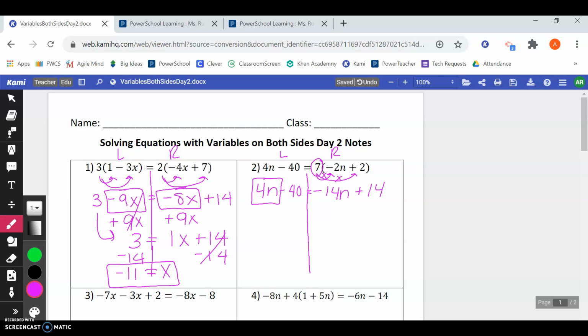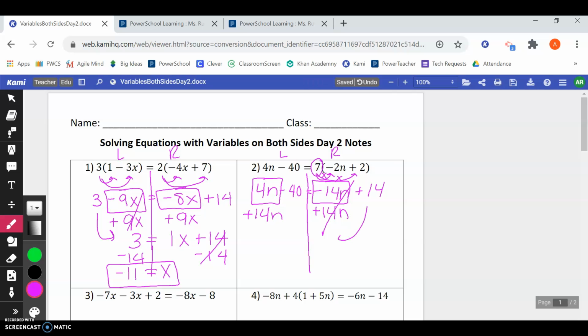Now I look and I have an n on the left and an n on the right. So I want to get them all on one side so that I can solve it like normal. So when I do that, I'm going to usually move the smaller ones. So negative 14 is smaller than 4. So since it's negative, I'm going to add 14 n's to both sides. And this will make this 0, right? Because these are different signs, so subtract 14 minus 14 is 0.